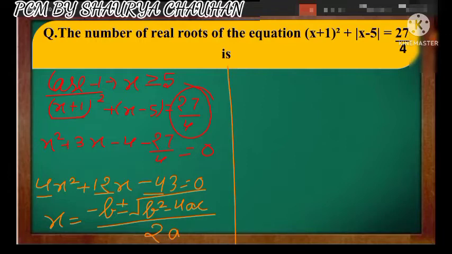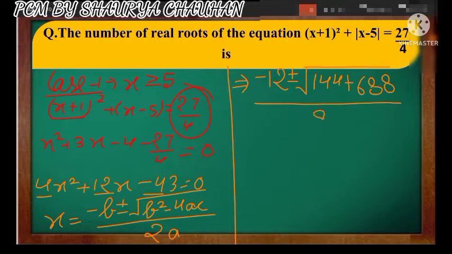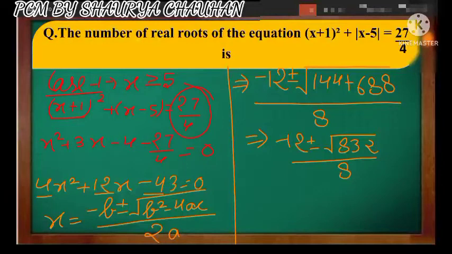So x will come out to be (-12 ± root of 12^2, which is 144, minus 4 times 4 times -43, that is 16 into 43, which is 688) divided by twice of a, which is 2 into 4, that is 8. After simplifying, it will become -12 ± root of 832, divided by 8.